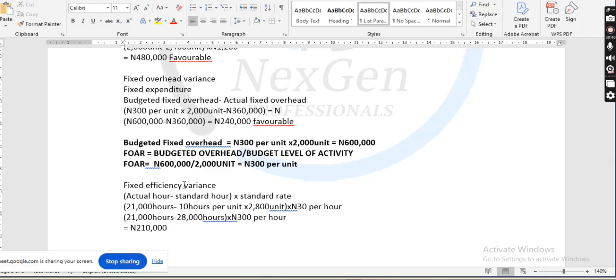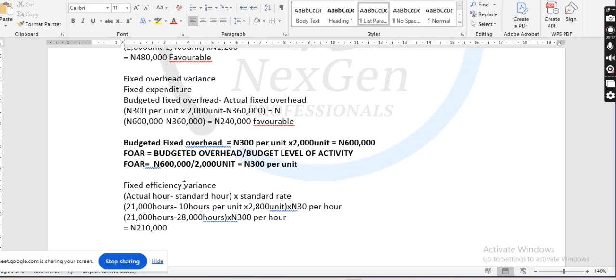Fixed overhead variance is divided into two, class: the fixed expenditure and the fixed volume. The fixed volume is divided into fixed efficiency and capacity. Efficiency plus capacity will give volume. So you can either calculate fixed volume variance, or you calculate fixed efficiency variance and capacity variance. Addition of the two will give you volume.